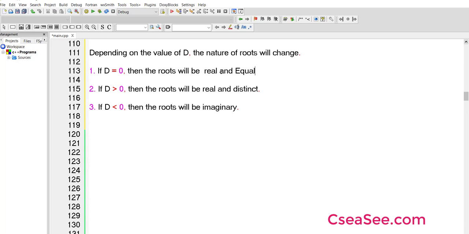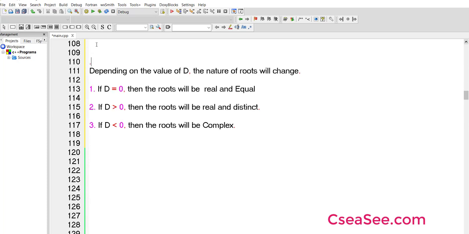Then, if d is greater than 0, the roots will be real and distinct, and if d is less than 0, the roots will be imaginary. The best way to say that would be the roots will be complex. So these are the characterizations. Having mentioned this characterization and shown you the formula, let me head on to write the code.